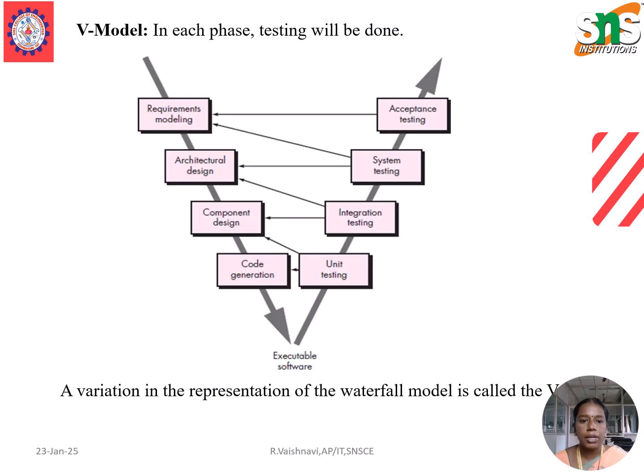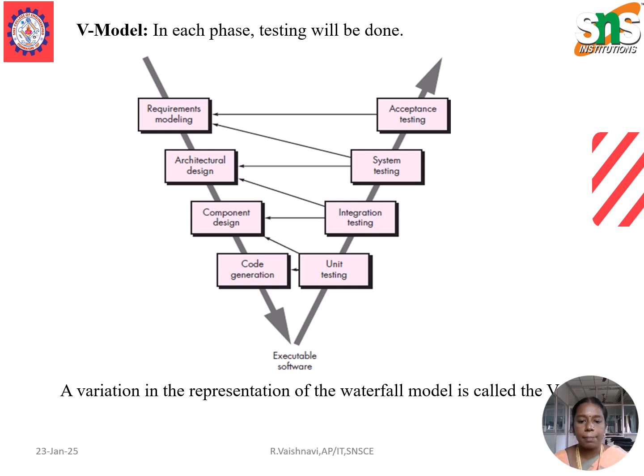Next model will be the V model. In each phase, the testing will be done. First one is requirement modeling. After the requirement modeling, the acceptance test will happen, and then architecture design. After architecture design, the system testing will happen. Then component design. After completing the component design, integration testing will happen. Then code generation. After code generation, unit testing will happen, and then the final executable software.